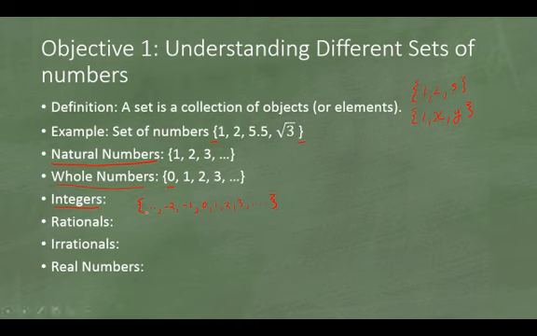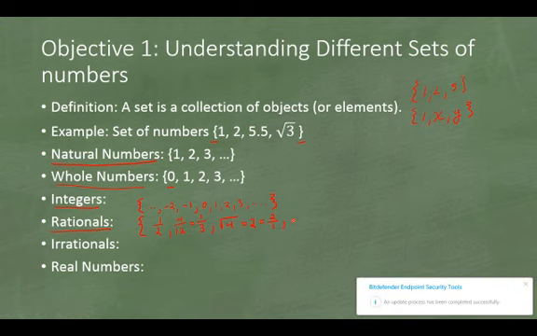The rationals is any combination of numbers that gives you a fraction. So for example, 1/2 is a rational. So is 4/12 because it reduces to just 1/3. It's still a rational number. So is the square root of 4. The square root of 4 is 2, and 2 can be written as 2 over 1. So the square root of 4 is a rational number.